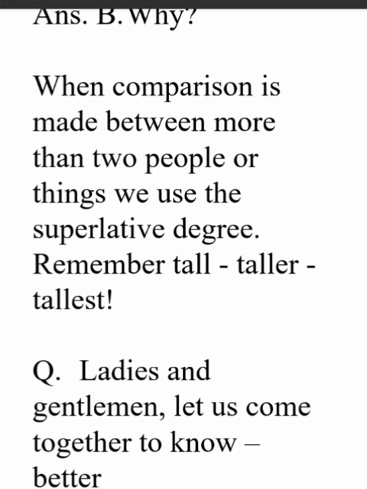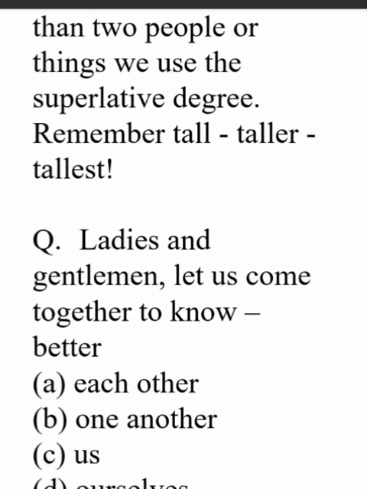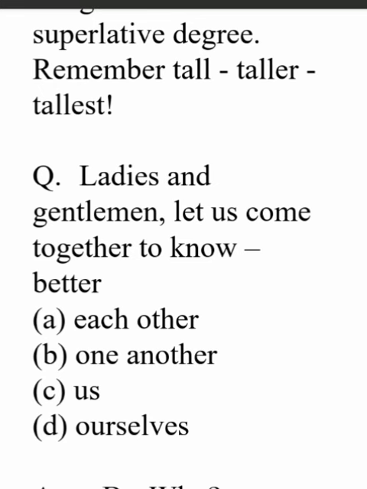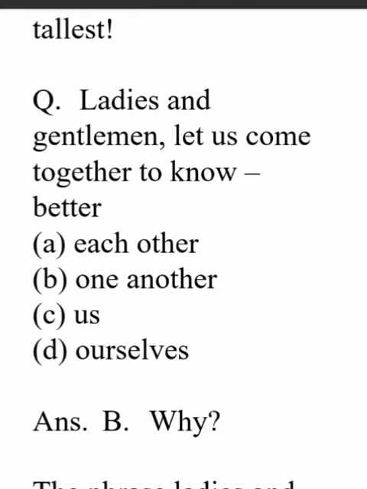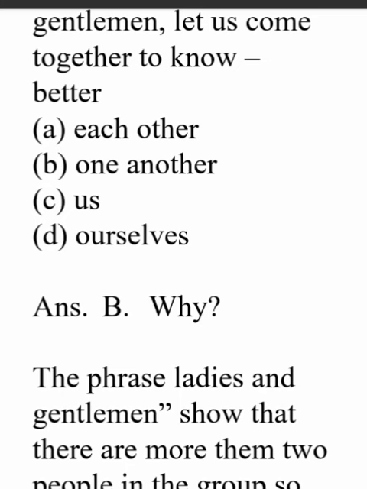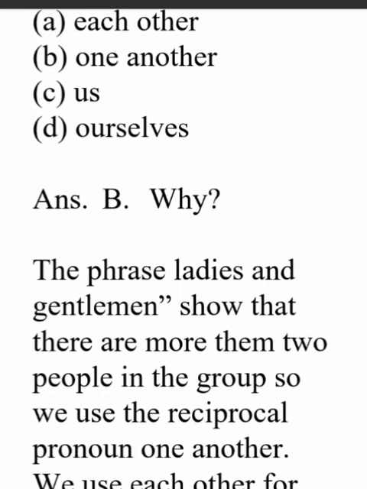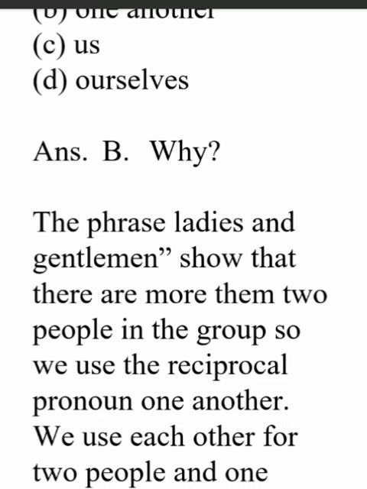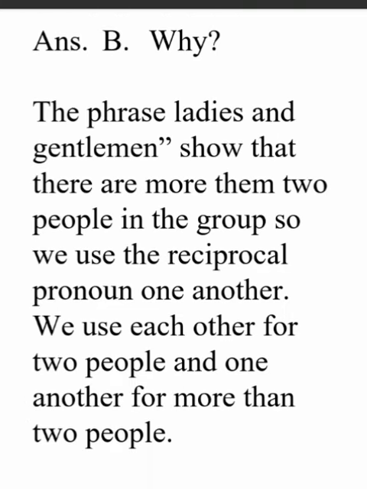Question. Ladies and gentlemen, let us come together to know dash better. A. Each other. B. One another. C. Us. D. Ourselves. Answer: B. Why? The phrase ladies and gentlemen shows that there are more than two people in the group, so we use the reciprocal pronoun one another. We use each other for two people and one another for more than two people.